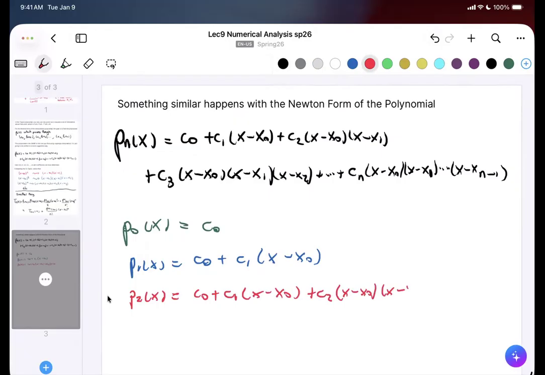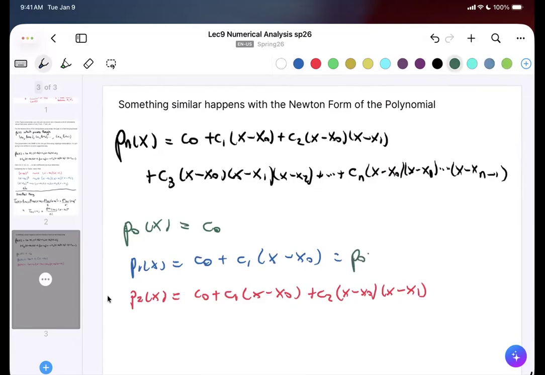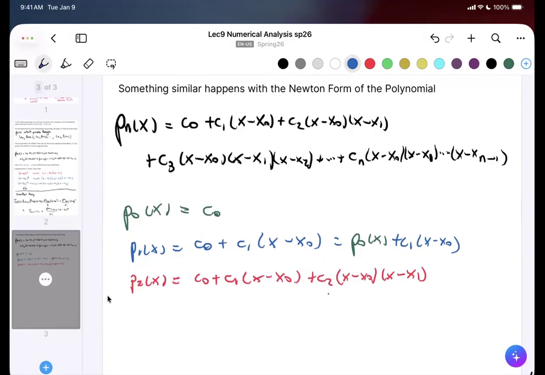And then P2 of x would be C0 plus C1 times x minus x0 plus C2 times x minus x0 times x minus x1. And you could see that you can arrange it almost like a lower triangular matrix, because P1 is just P0 plus something new, which is this degree 1 thing. And P2 is just P1 plus something new, right? So this is P1 of x plus a new thing.